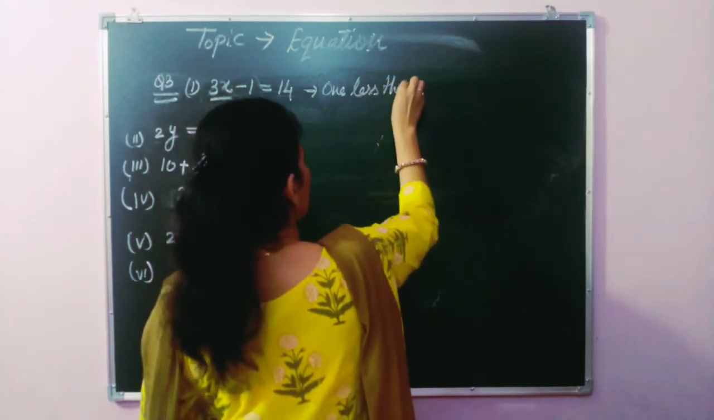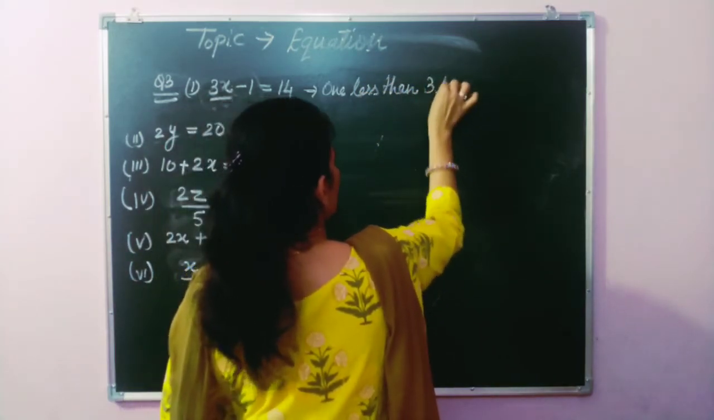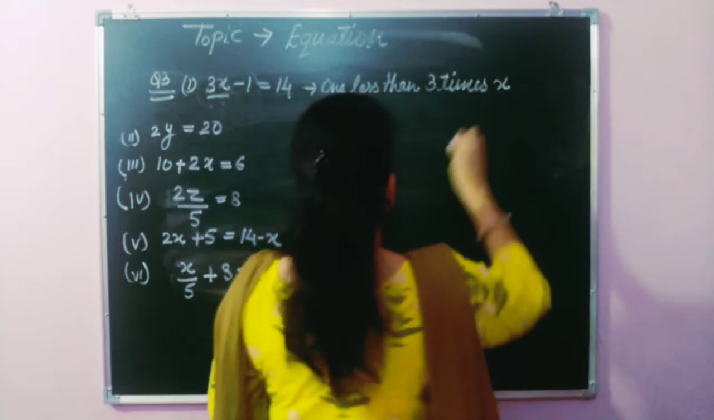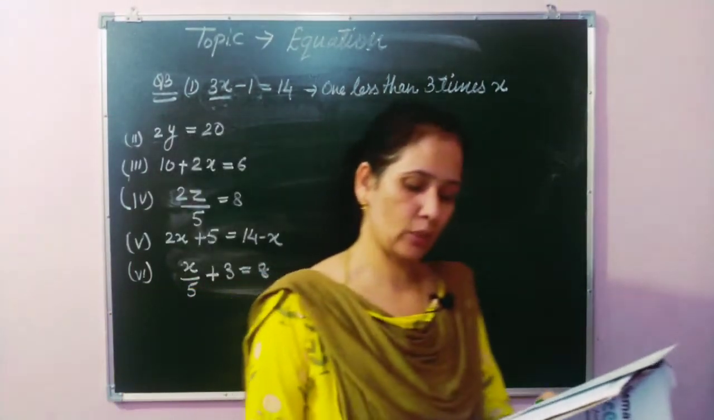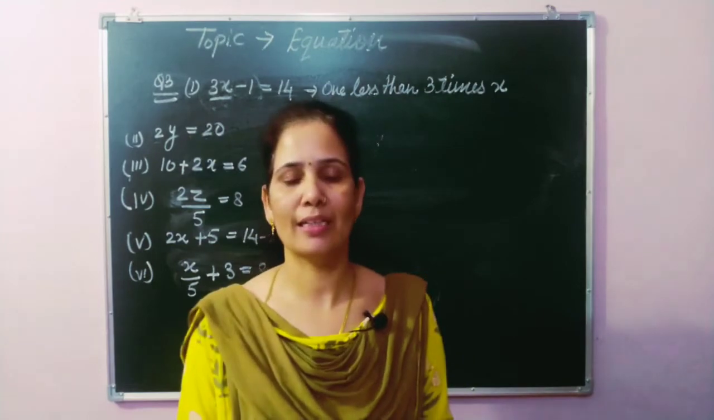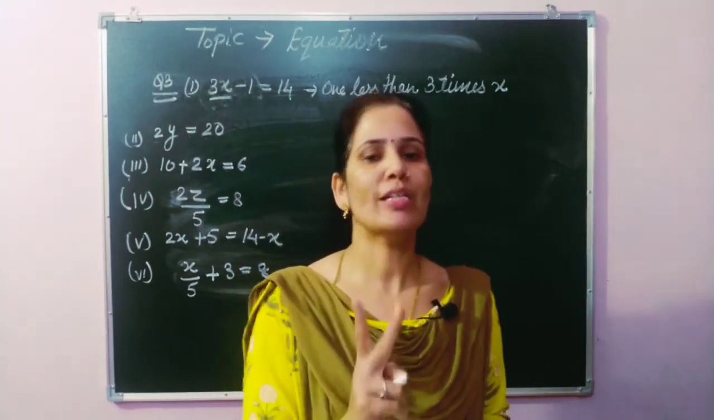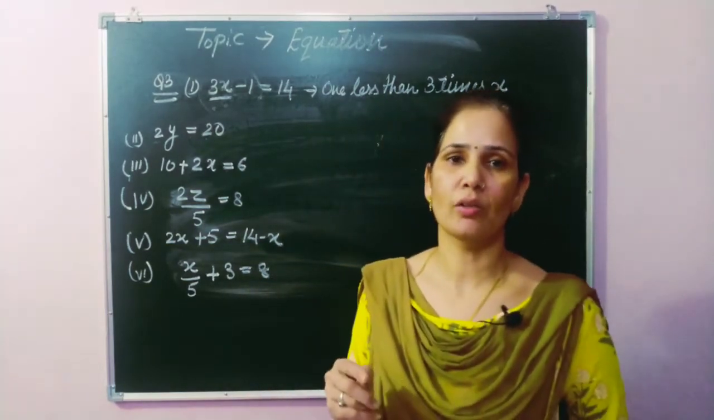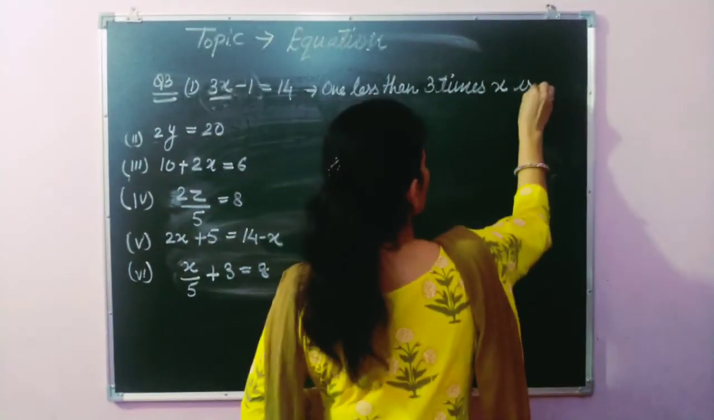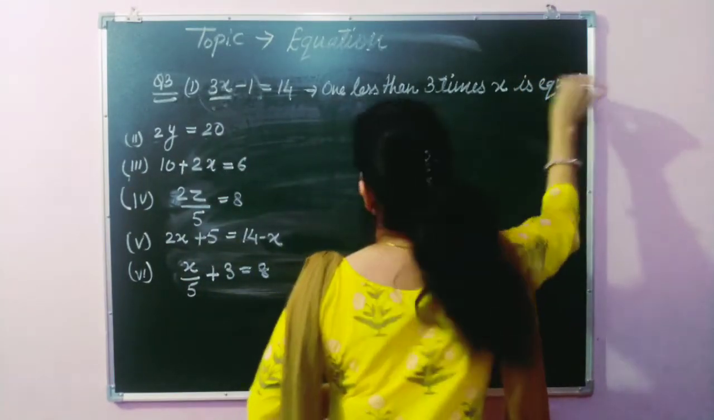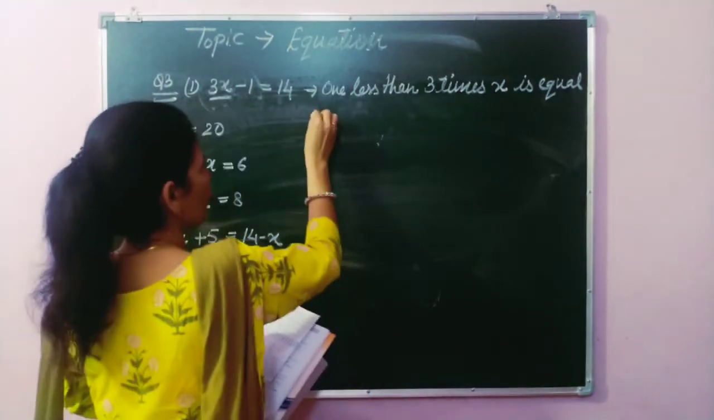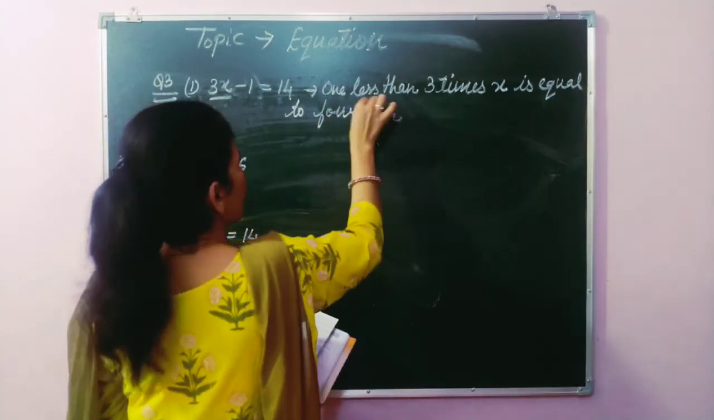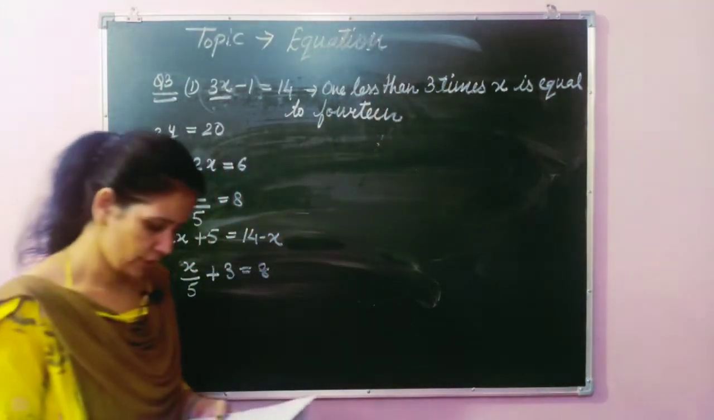then 3 times, 3 times which variable? x. Now, after it, the equal sign. How to read this equal sign? Simply we will write is equal, otherwise gives result. In two ways we can read this sign. Is equal, first way. Second, otherwise gives. Okay. So here we will write is equal to 14. So now we have written our first equation in the form of a statement.